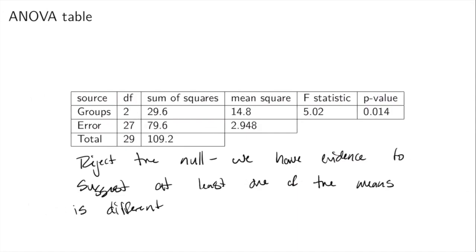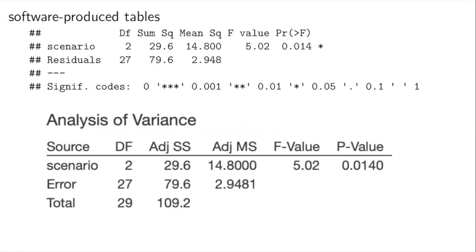But the thing that is sort of annoying about ANOVA is that's the only conclusion that you can come to. It's just that at least one of the means is different. You can't say which one of them is different. You can just say that there is at least one that is different.